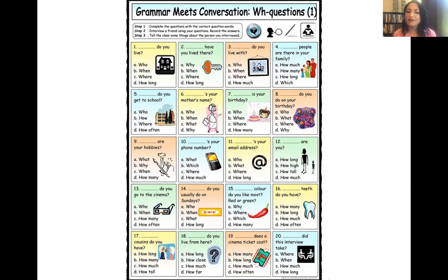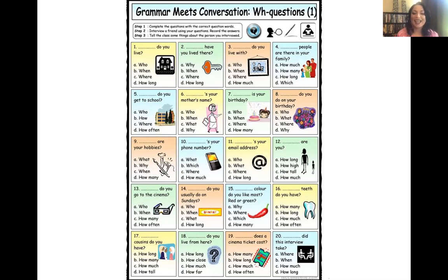Number 16. How many teeth do you have? How long teeth do you have? How much teeth do you have? How often teeth do you have? What do you think the answer is? Number 17. How long cousins do you have? How many cousins do you have? How much cousins do you have? How tall cousins do you have?